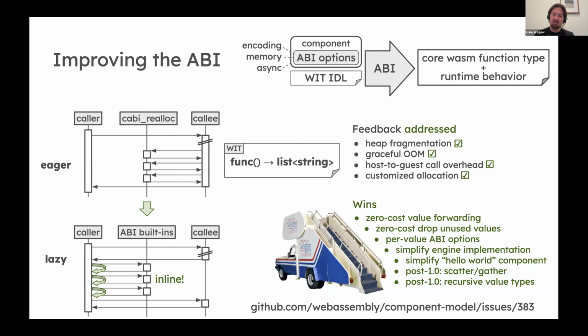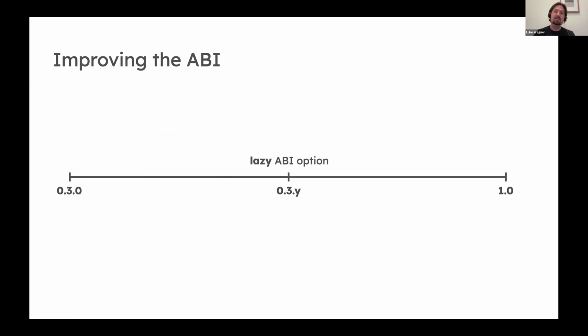But how do we roll out an ABI change while maintaining that all-important stability guarantee I just mentioned? Well, the plan is to add a new lazy ABI option as part of a 0.3 minor release so that producer toolchains can gradually opt in when they're ready. And then when we get to 1.0 and everyone is opted in, we can make the ABI always lazy and just remove the option because it's the only thing. And because the lazy ABI is more general than the eager ABI, we can build an adapter tool that converts any component from eager to lazy.